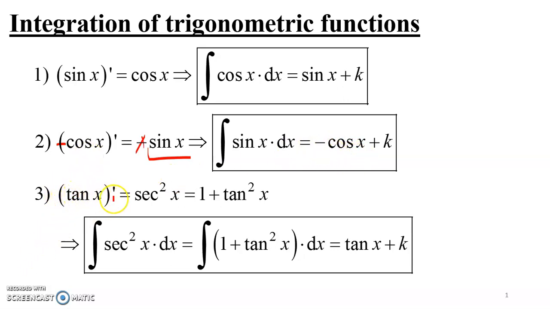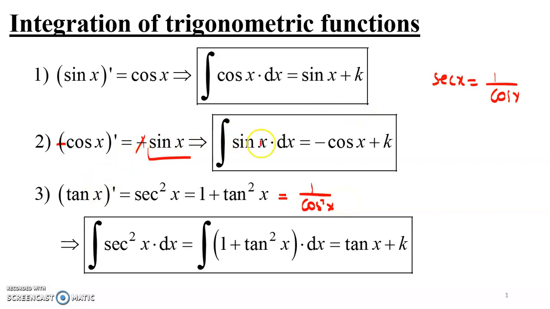Now, the derivative of tan is secant squared x, or 1 plus tan squared x. We do know that secant squared is equivalent to 1 plus tan squared. Now, keep in mind that secant x is 1 over cosine x, so secant squared could also be written as 1 over cosine squared x.